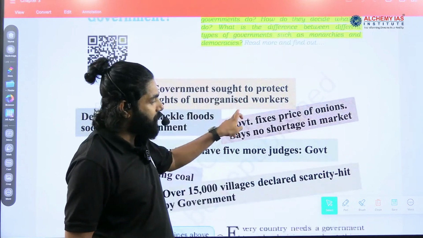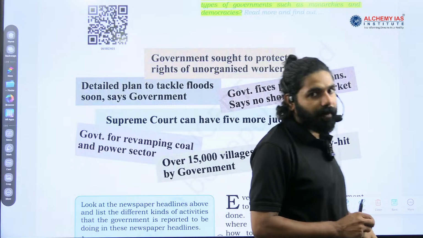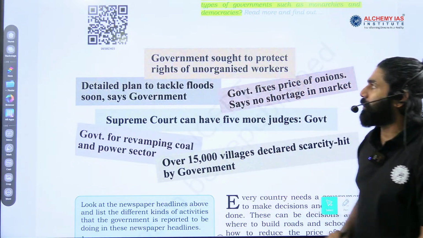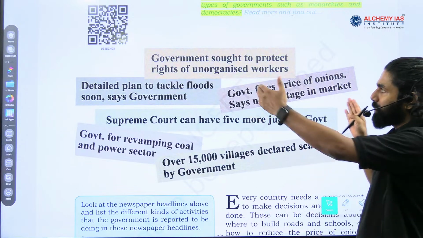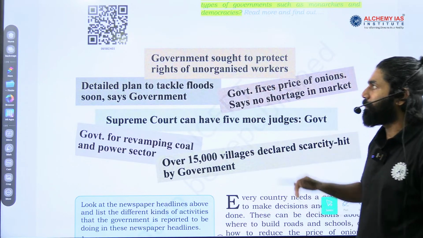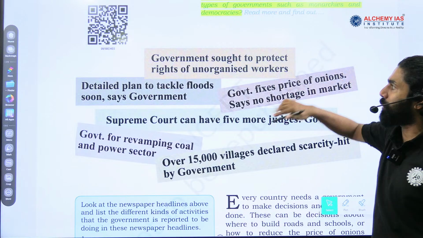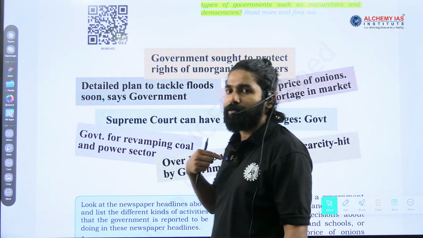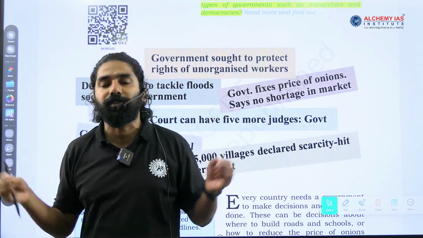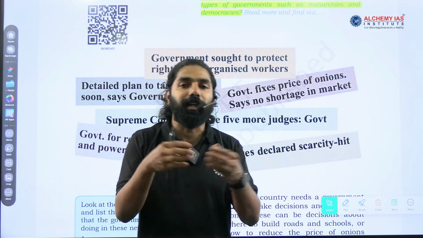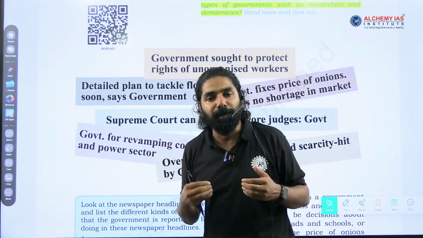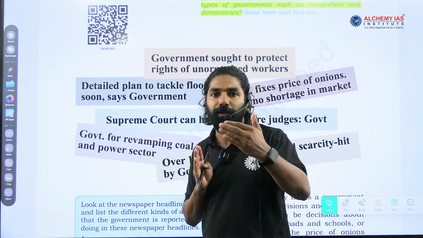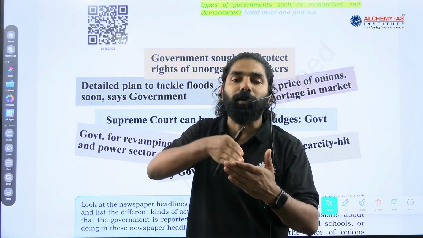We will start with the first paragraph of this chapter. Before they start, they have given some placards, like headlines you usually see in the news. For example, government sought to protect rights of unorganized workers. Government has a certain responsibility to protect the interest of different sections of people who work in different areas. If they face any problem or any violation of their rights, then the government is there to protect their interest.